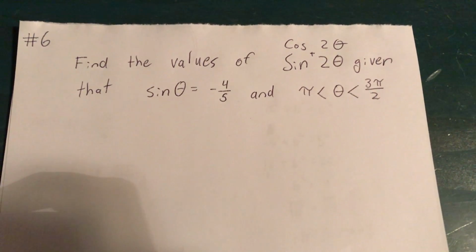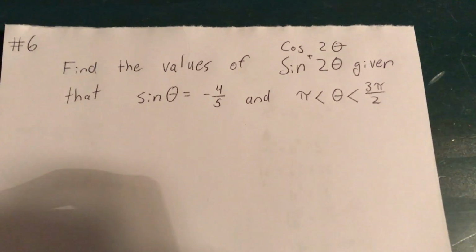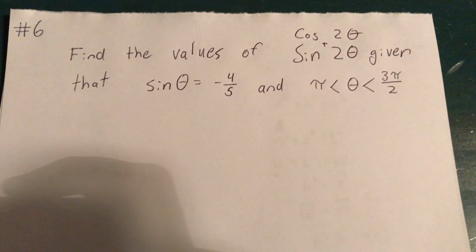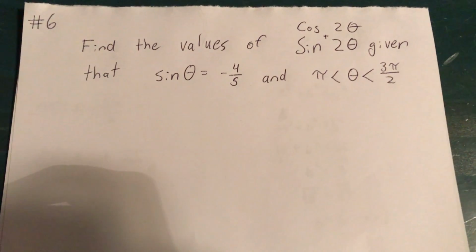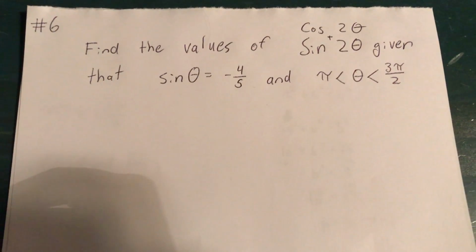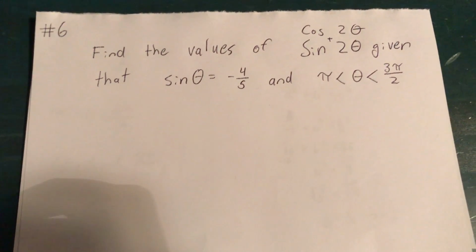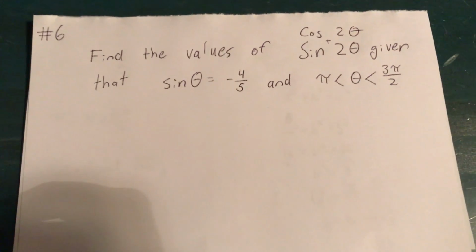Find the values of cosine of 2 theta and sine of 2 theta, given that sine of theta equals -4/5 and pi is less than theta and theta is less than 3 pi over 2.